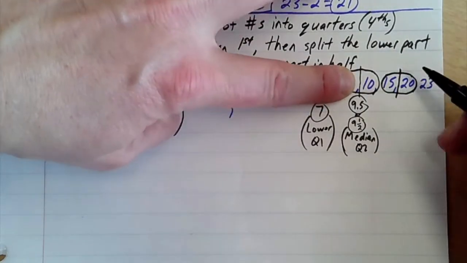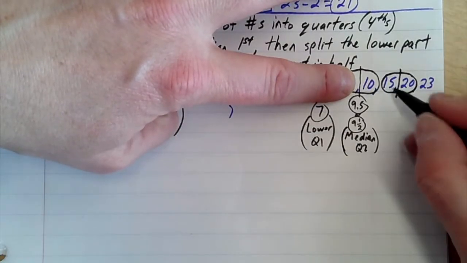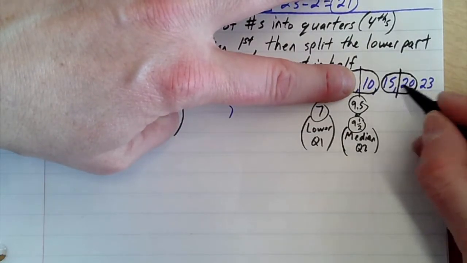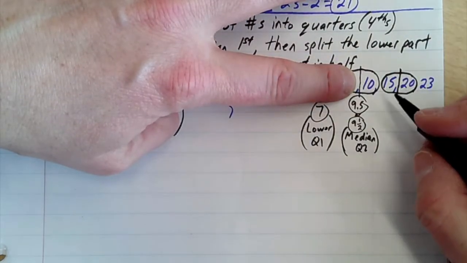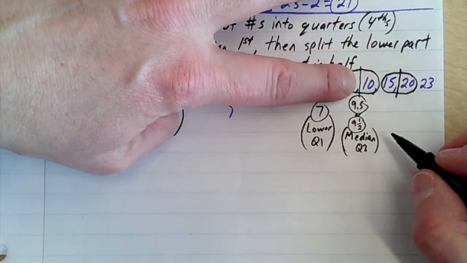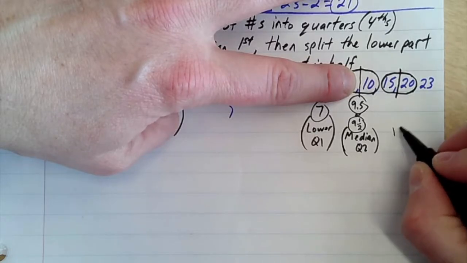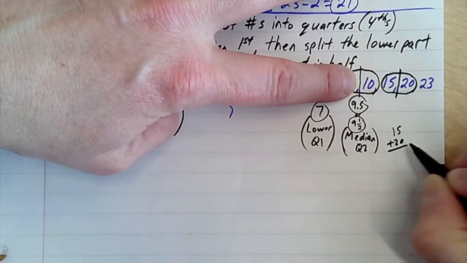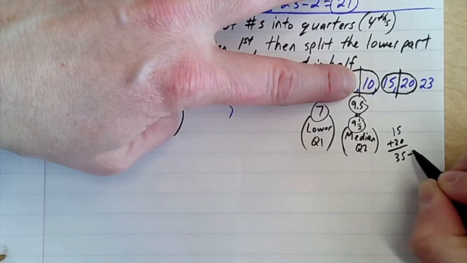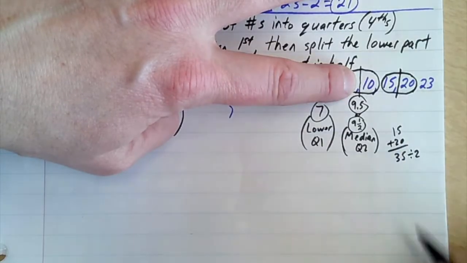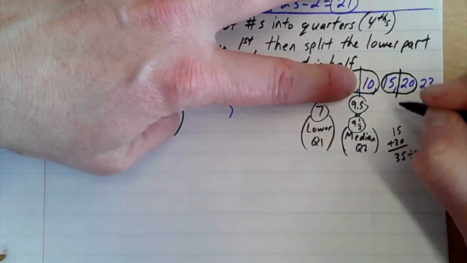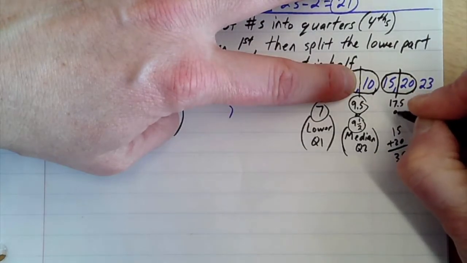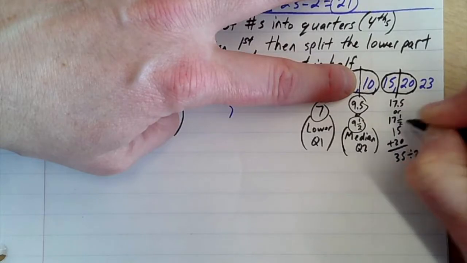What's in the middle? Well, in order to find the middle of those 2, you have to add those 2 together and then divide by 2 to figure out what's exactly in the middle. So 15 plus 20 is 35, and when you divide that by 2, because there's 2 numbers, you're going to get 17 and a half. So you can call it 17.5 or 17 and 1/2.